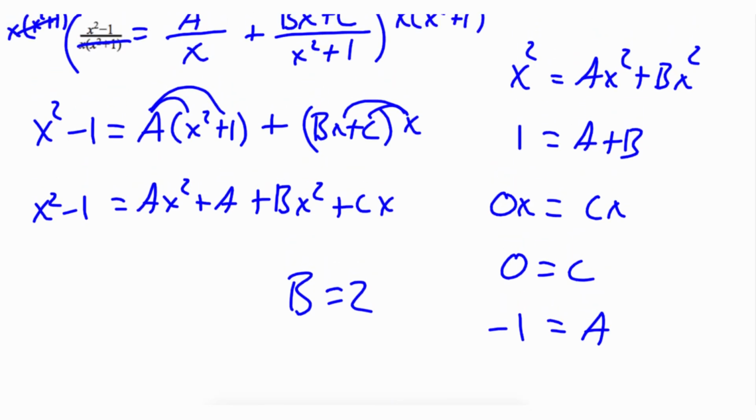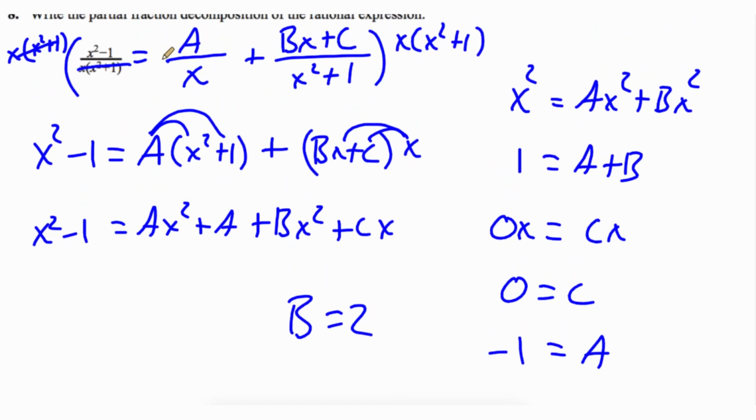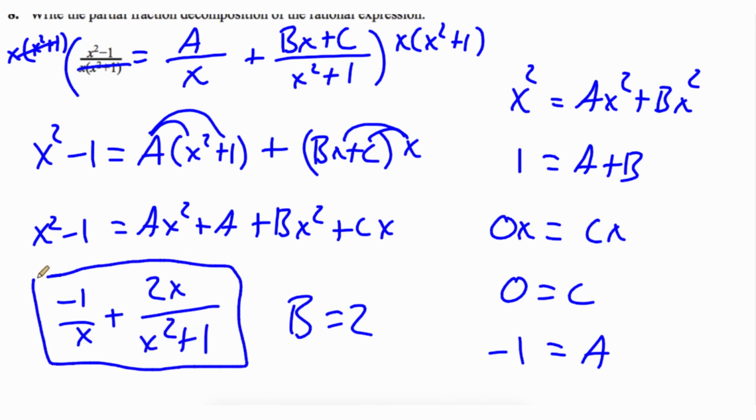So now we're going to go back up to where we broke down our partial fractions, and we need to fill in our a, b, and c values. So in that first fraction where we've got a over x, we need to fill in our -1, so -1 over x plus our b value is 2, so we've got 2x. Since our c value is 0, we don't really need to put the plus 0 on the end, so it's just 2x over x squared plus 1. So this is our partial fraction decomposition.